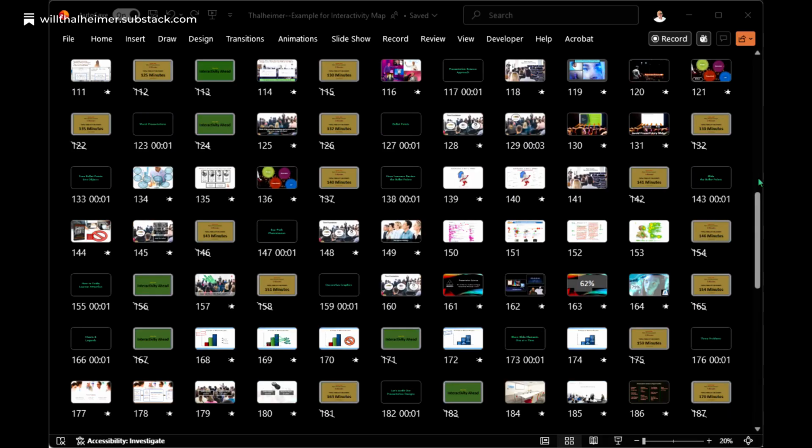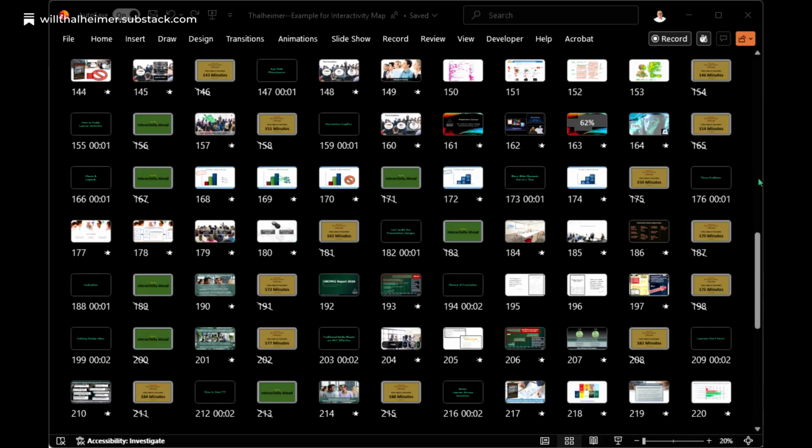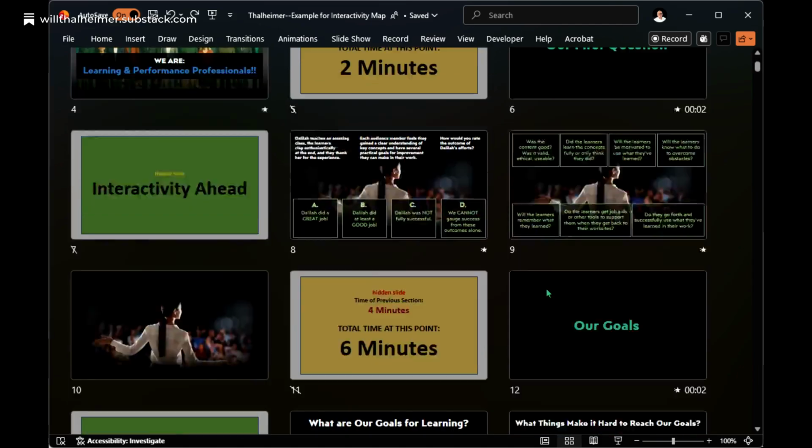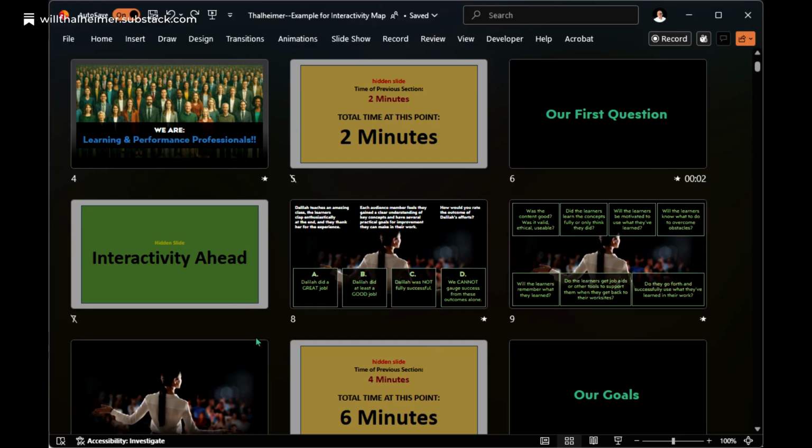You'll probably notice by now that there are yellow and green slides in here. These are hidden slides. This green one is hidden. This yellow one is hidden. What are these? Well, let's focus first on the green slides. By the way, I call this an interactivity map because of these green slides. We'll talk about that in a minute. Let's dive in. Okay, this is great. Got the right resolution here.